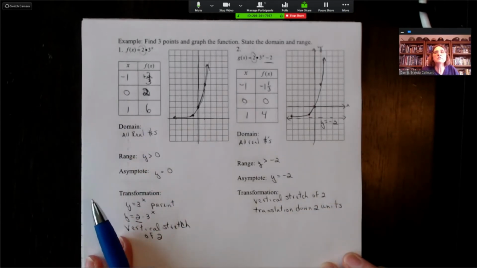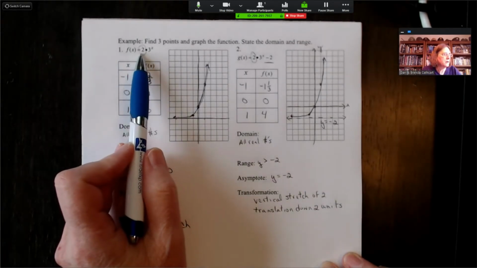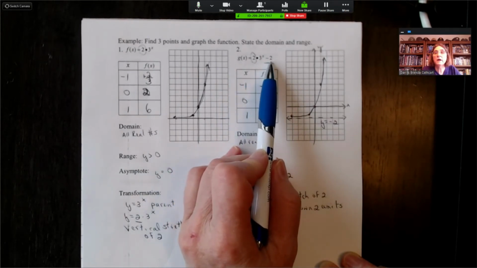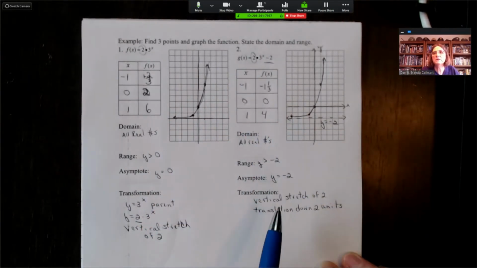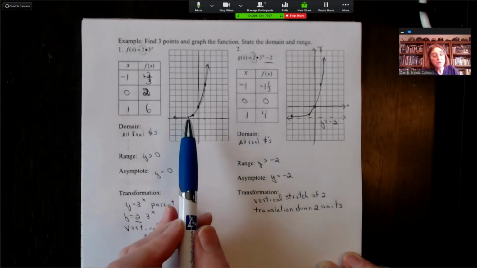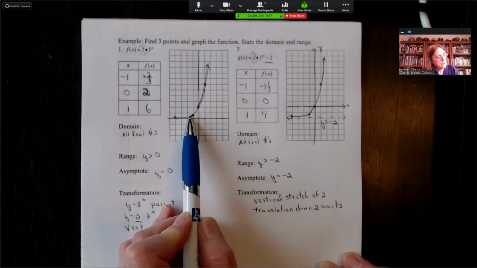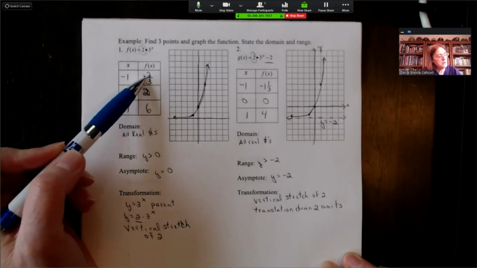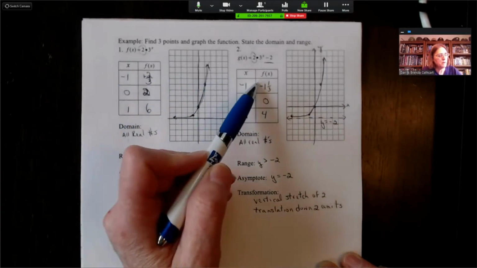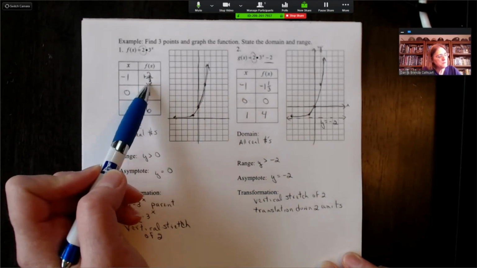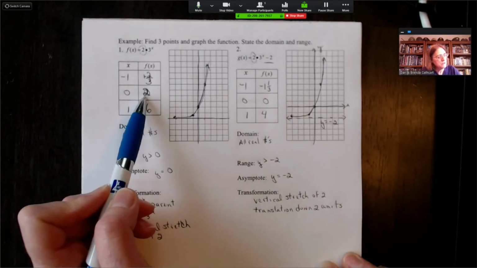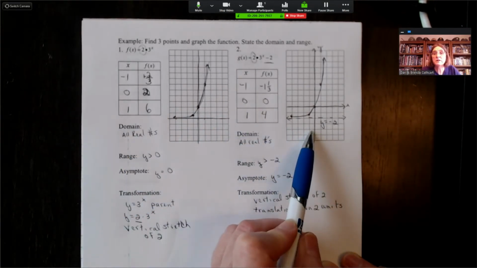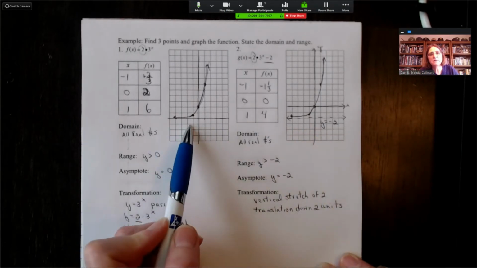Let's take a look at the equations of these two functions that we graphed here. f of x was 2 times 3 to the x, and g of x was 2 times 3 to the x minus 2. What's the difference between these two graphs? The only difference is that this graph is shifted down 2 units. If I take each of my y coordinates here and shift them down 2 units, I'm going to get these y coordinates. 2/3 minus 2 is -1 1/3. 2 minus 2 is 0, and 6 minus 2 is 4. So we can see that this graph is a vertical translation of f of x.